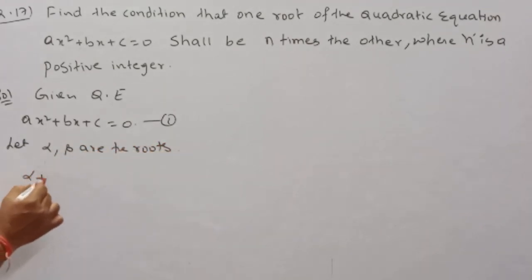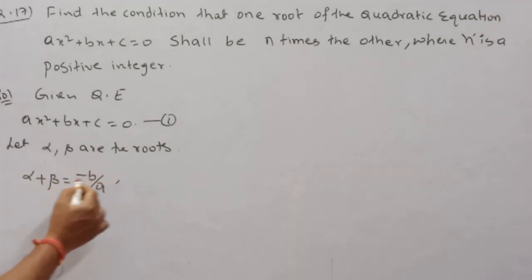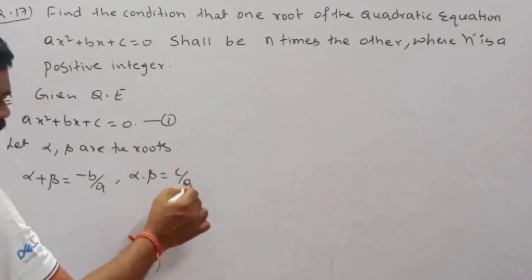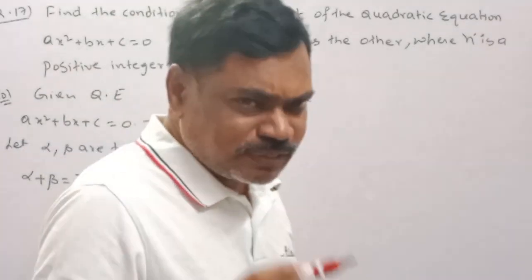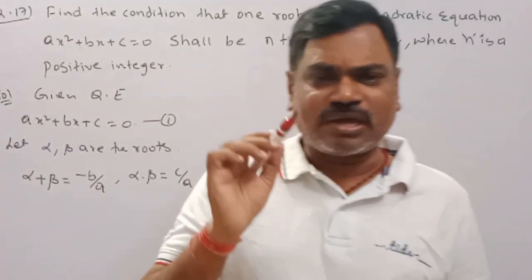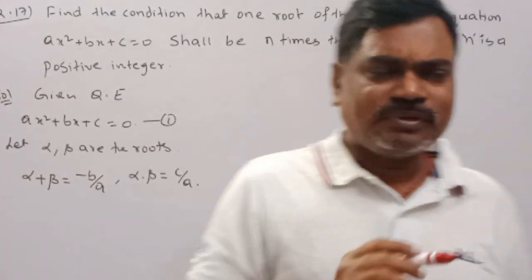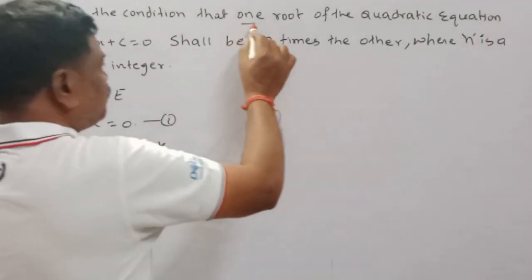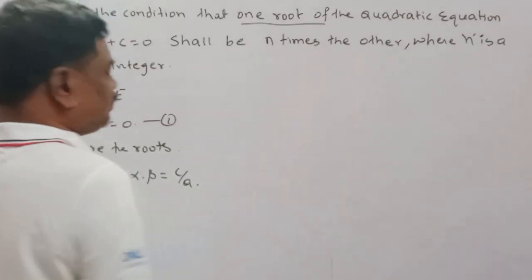Then what is alpha plus beta? Sum of the roots is minus b by a. Product of the roots, alpha into beta, is equal to c by a. Here one condition is given: one root of the quadratic equation is n times the other.